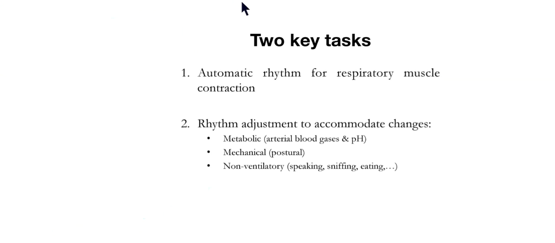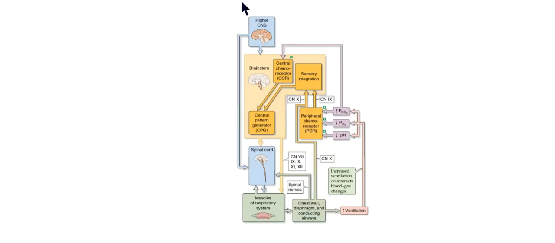Same thing if you are eating. You don't want to be breathing and eating at the same time. If you couldn't regulate that in response to changes in activity, we'd all be choking all the time. So, this is from the Boron book, and it gives you a lovely little pattern to show you what is actually occurring. So I already mentioned here we had our central pattern generator.